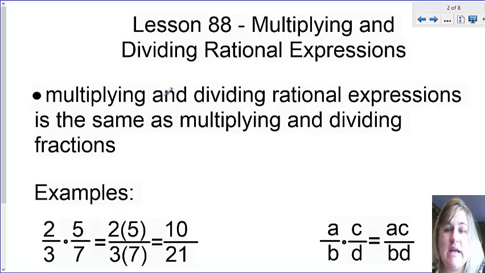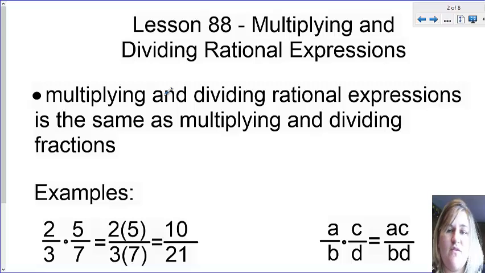What we're talking about today is lesson 88, multiplying and dividing rational expressions. It says multiplying and dividing rational expressions is the same as multiplying and dividing fractions. The great part about this lesson is you already know all the rules that you need to know about it, because you already know how to multiply and divide fractions.